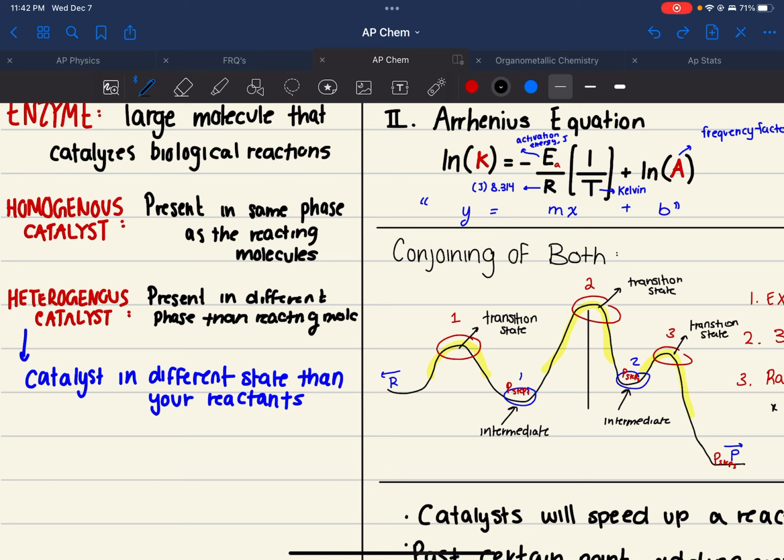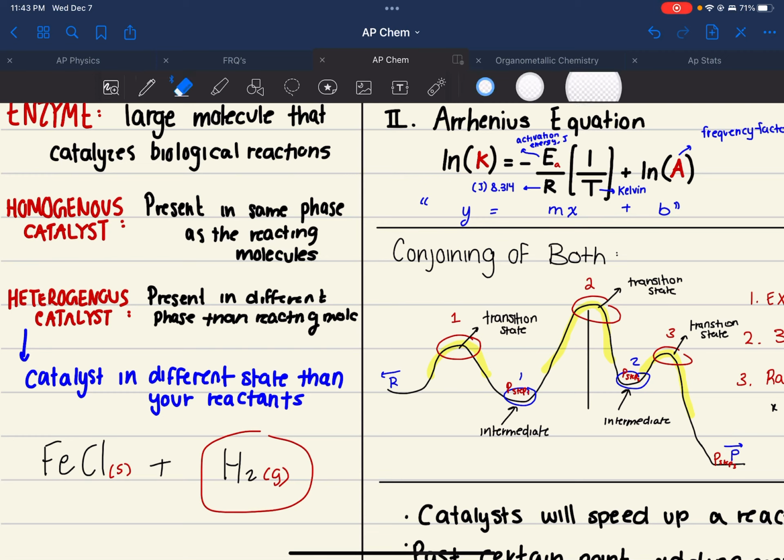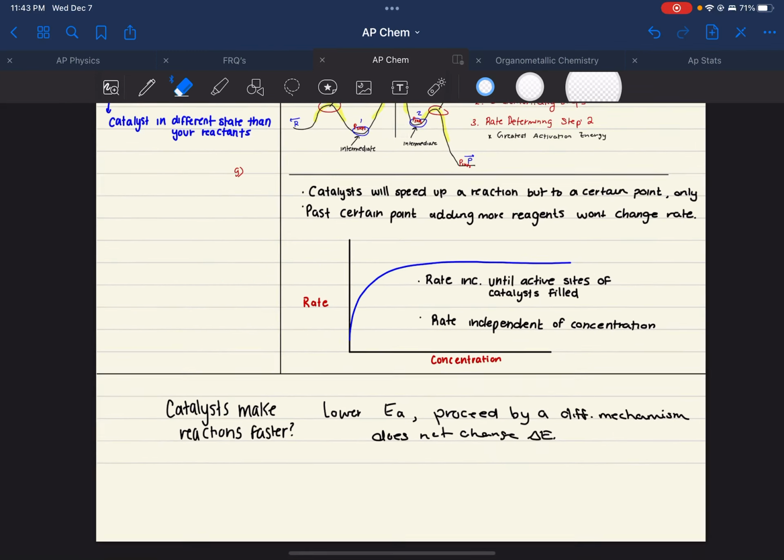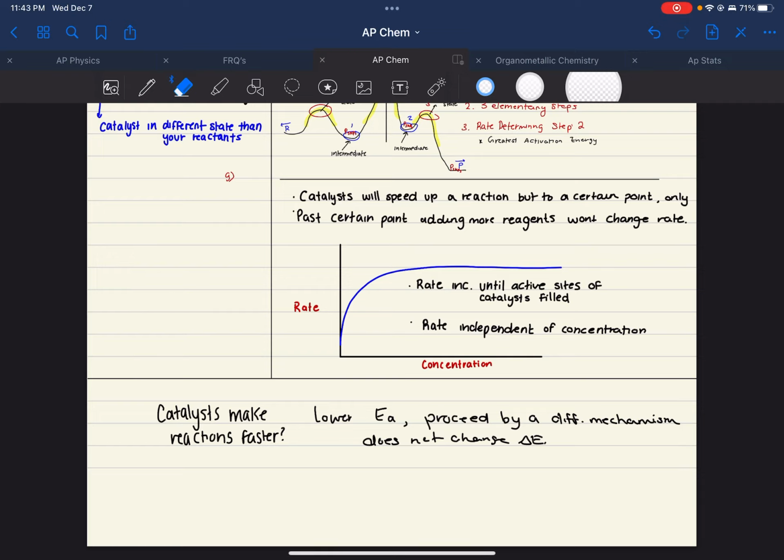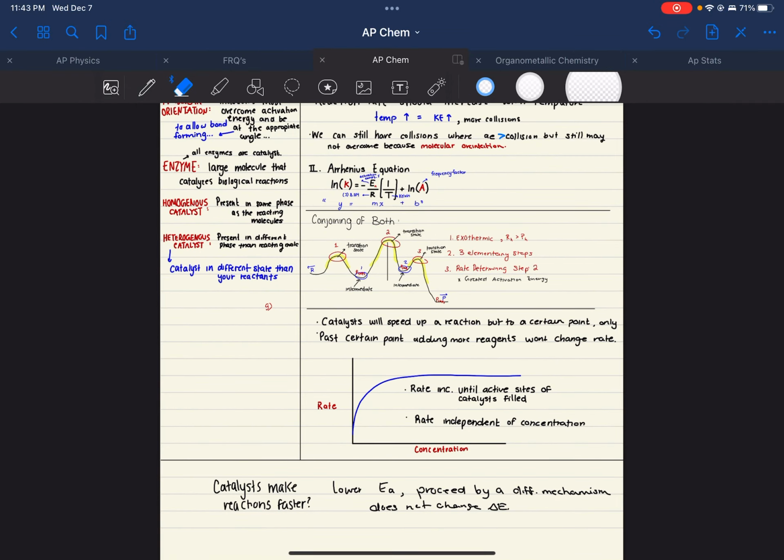Okay, so let's talk about homogeneous and heterogeneous catalysts. Heterogeneous catalysts are basically present in a different state than the reactants when they are acting as a catalyst. So let's just say, this is completely random, I have FeCl and H2. Let's say this is my catalyzing agent, this is a solid, and my H2 is the reactant. This is heterogeneous because it's present in a different state. Homogeneous is present in the same phase. I think you get that idea. Yeah. Let's go to the next.